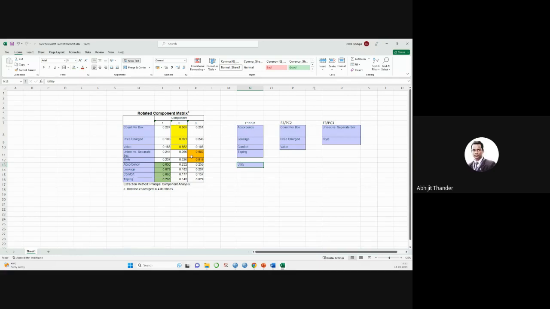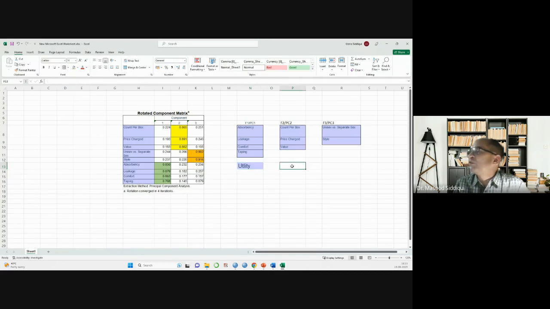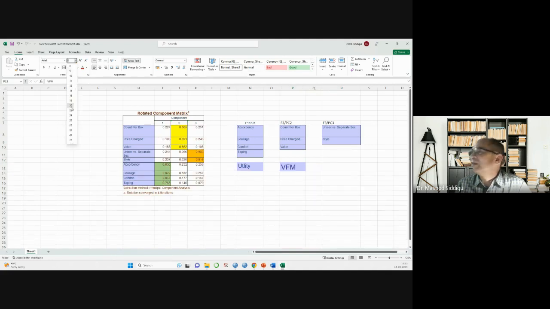Yes, sir. Right. And in the same way, if we want to put some name, this is count per box, price charge, and value. So it is related to money or the value. In marketing, this term is very popular, that is value for money. Which covers the price part as well as the value part. So can we put this name as value for money? Yes. Okay, sir.